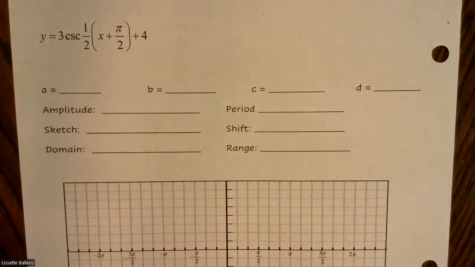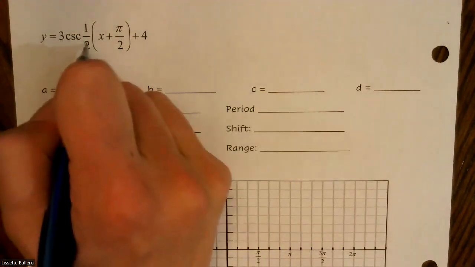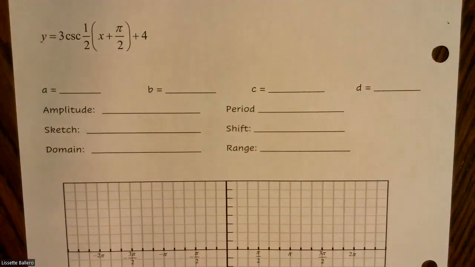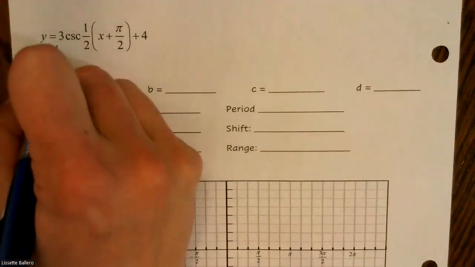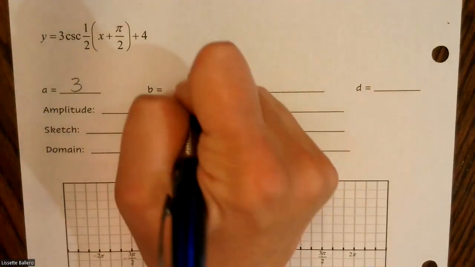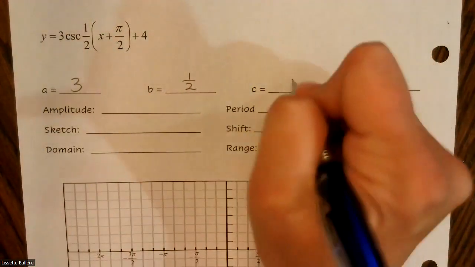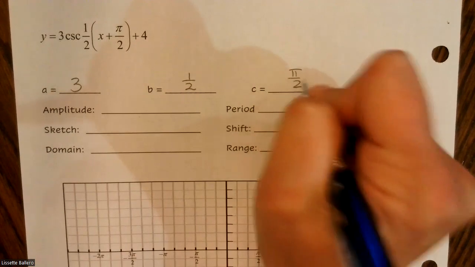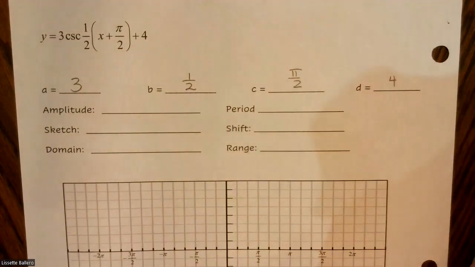We're going to try and stick to 2 to 3 transformations on the test, but this one has every single transformation just so that you can see that happening. So right here, we've got our vertical stretch of 3. Our B value is 1/2. Our C value is pi over 2, and our D value is 4.